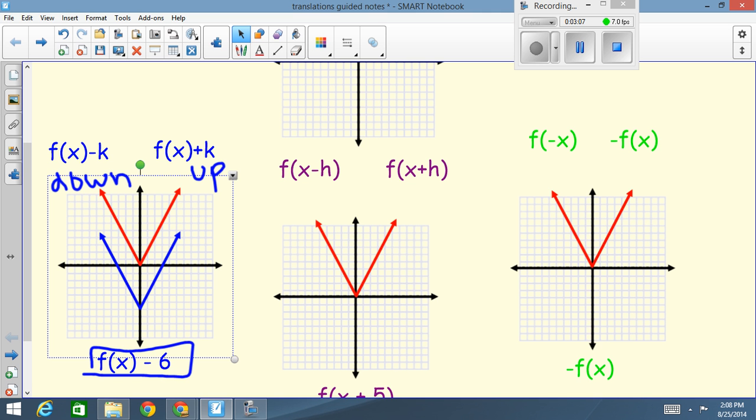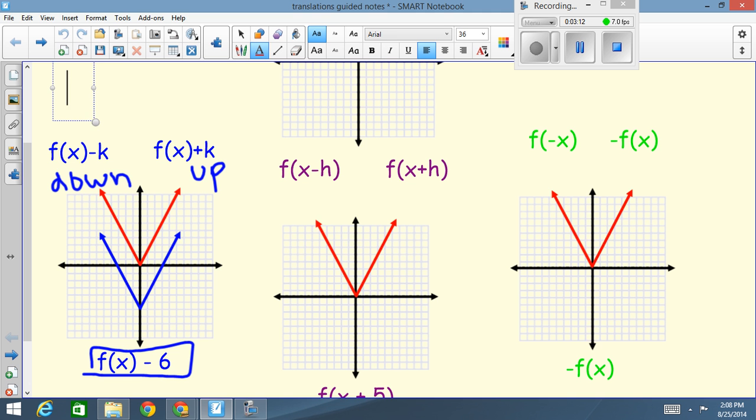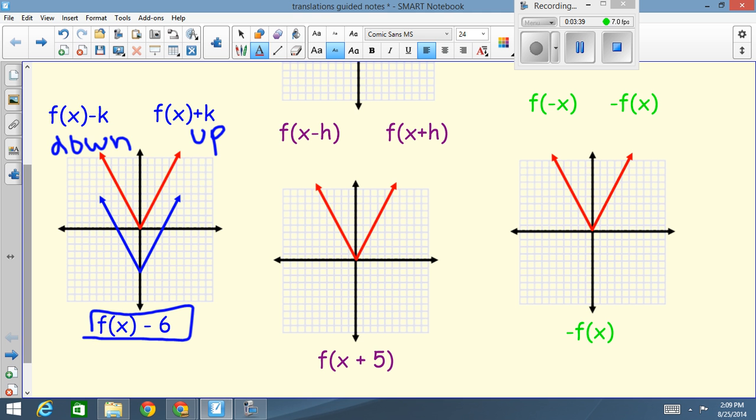So this would be considered a translation. Okay? A translation is a shift up or down, left or right. Another way to look at a translation is a slide. You slide up, down, left, right. Okay? A transformation, on the other hand, is going to be an actual change of the shape. So that's what's going to happen if you have a number added or subtracted to the end of your function.